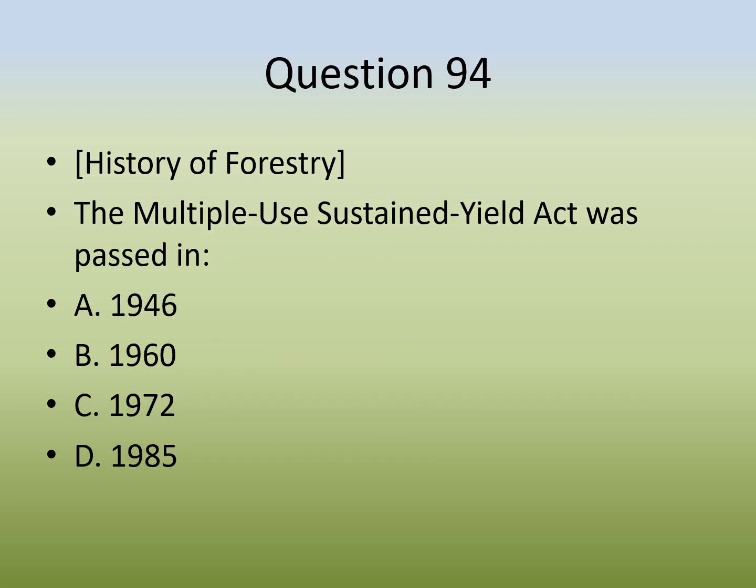The Multiple Use Sustained Yield Act was passed in 1946, 1960, 1972, or 1985? The answer is B, 1960.